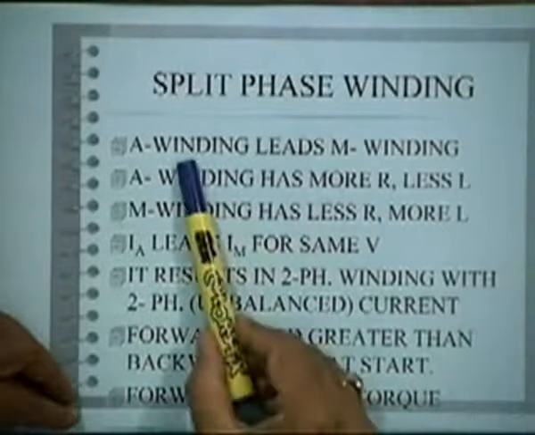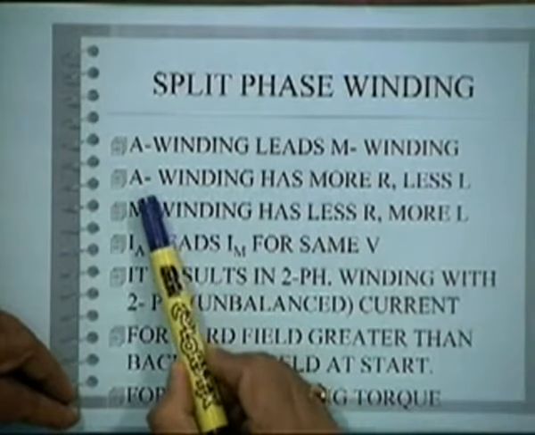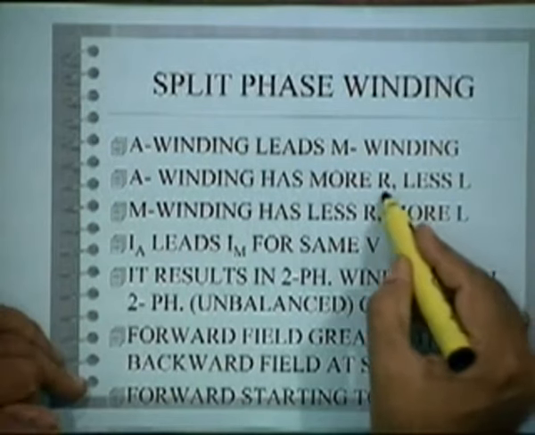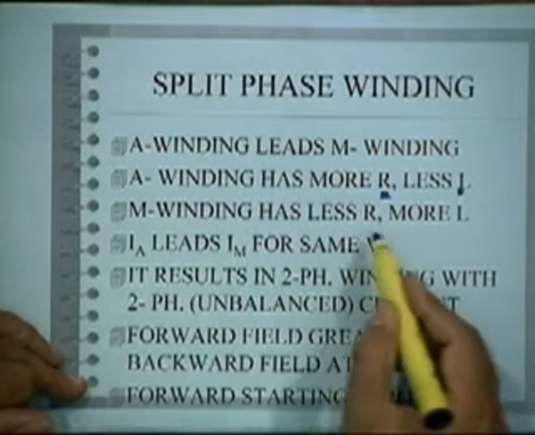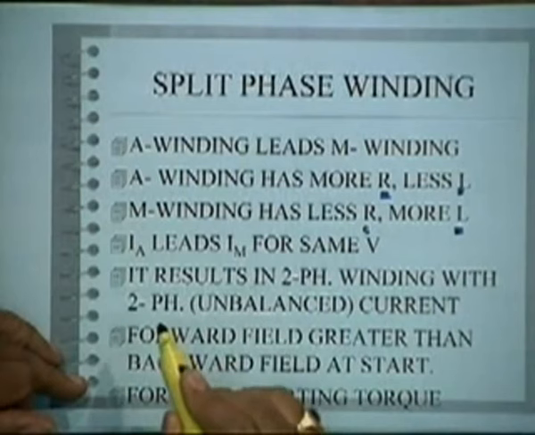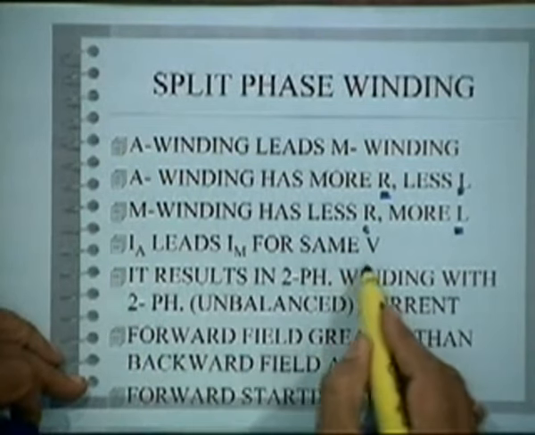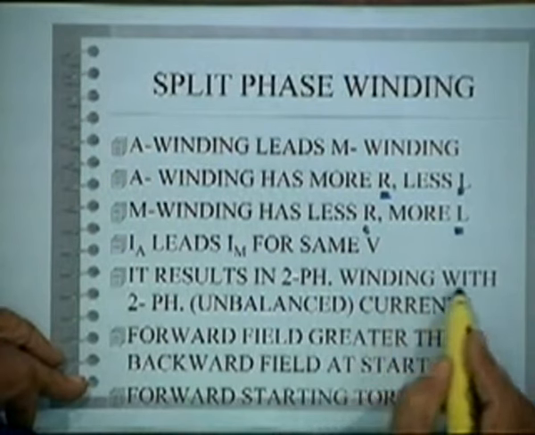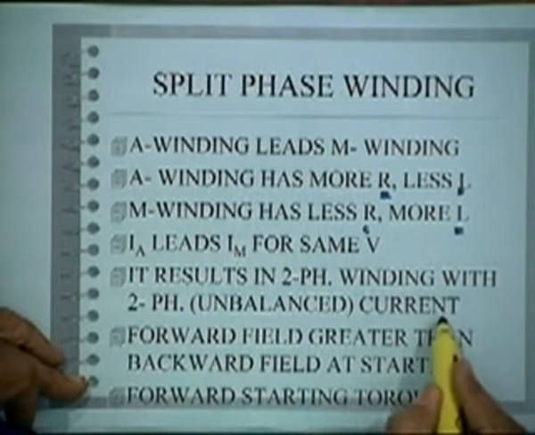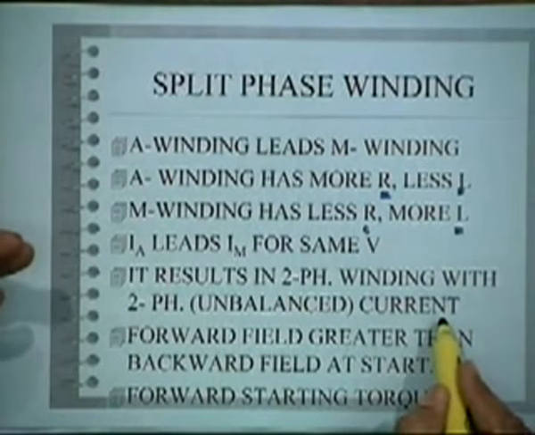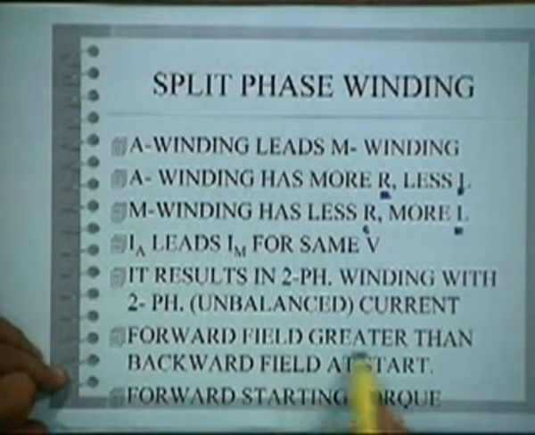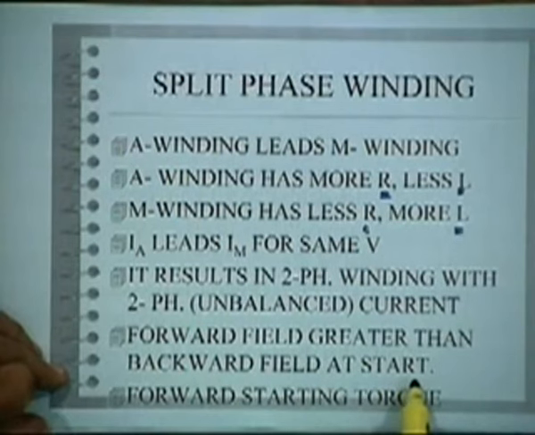That means A winding leads M winding. A winding has more R, less L. This is what you will have. And M winding has less R, more L. So IA leads IM for the same V. So it results in a two phase winding with two phase currents, but the currents are not balanced, they are unbalanced currents. Doesn't matter, it gives you a slightly positive torque. So forward field is greater than the backward field at start, therefore forward starting torque is produced.